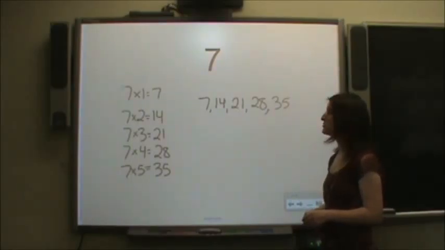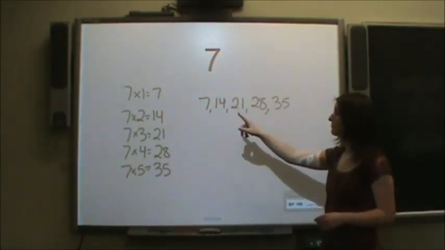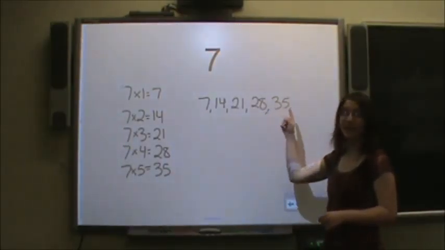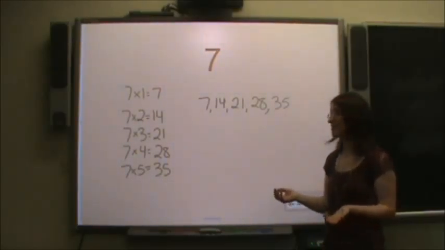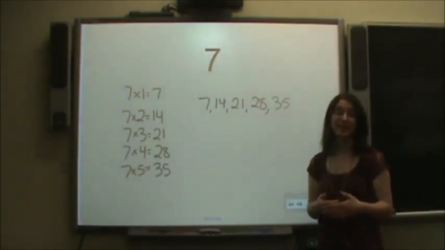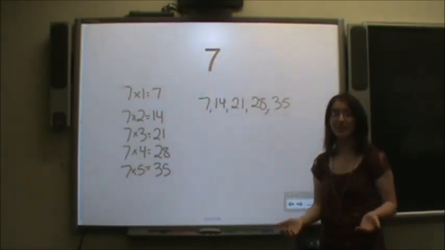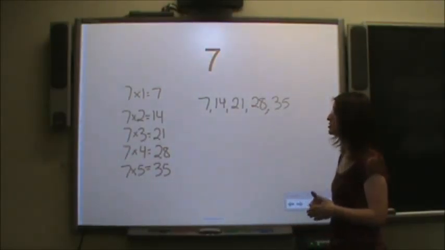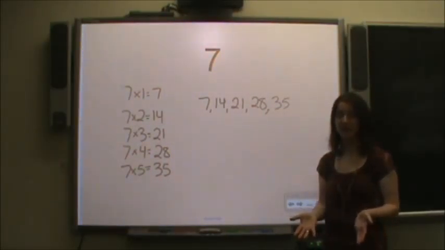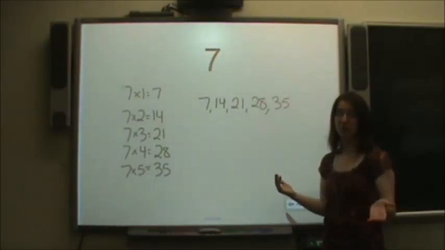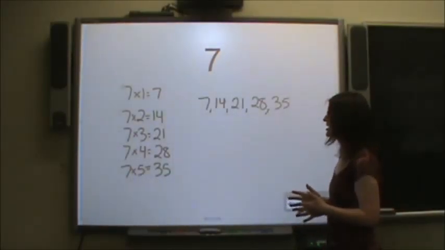The first 5 multiples of 7 are 7, 14, 21, 28, and 35. I didn't write down any extra multiples because, again, just like with the 2's, there's an infinite number that you could have done. As long as you multiplied 7 by another factor and you wrote down the product, then you wrote down a multiple, and that's great.